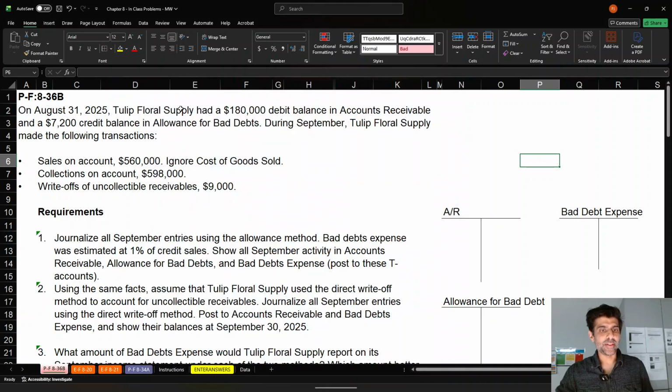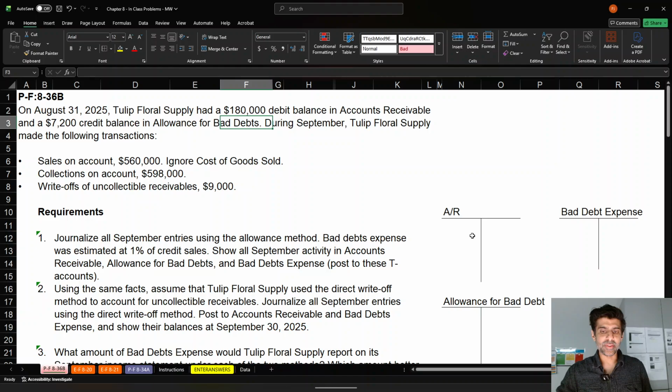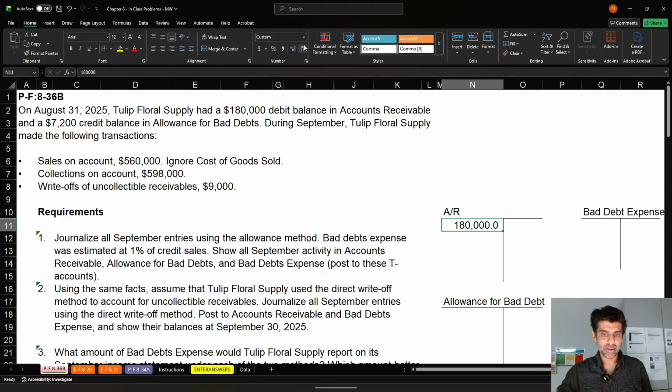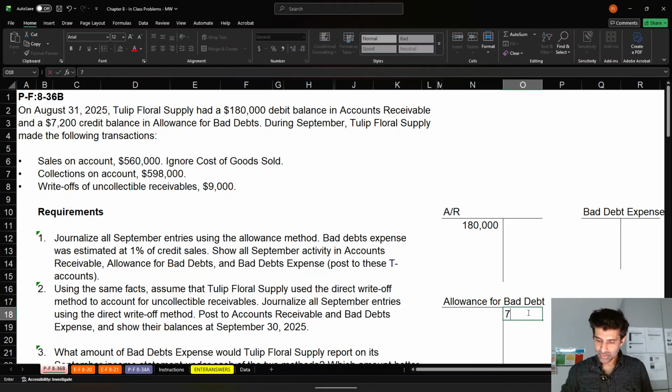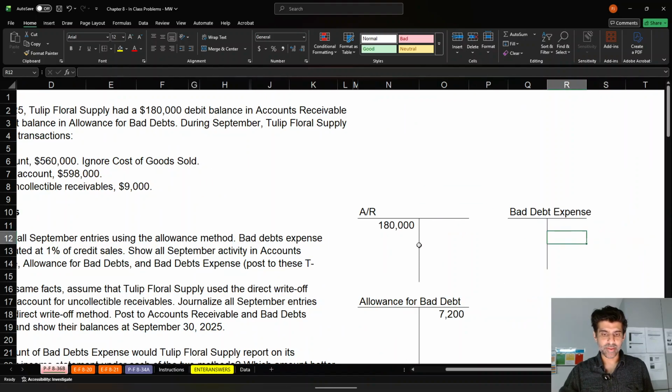Okay, so let's fill in this information at the top. They have a $180,000 debit balance in accounts receivable, so I'm going to put that in here. And a $7,200 credit balance in allowance for bad debt, so I'm putting that credit balance in. Now we have the following transactions. This is like starting balances for the period.